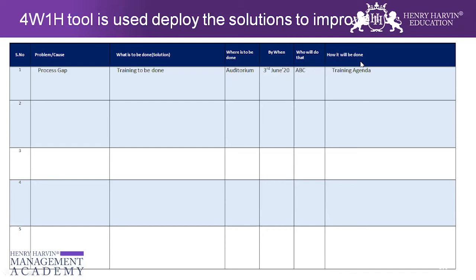And how it will be done? There is a training agenda that we need to talk about, how the training is supposed to go. If you want to mention something else also here, that can also be mentioned in terms of how it will be done. Okay. So this is how we will prepare the 4W1H to prepare a deployment plan so that the solutions can be implemented frictionless. Okay. So for your respective projects or when you do an action planning, please go for the 4W1H tool. This will give you a lot of traction and visibility on the actions that you're going to implement.